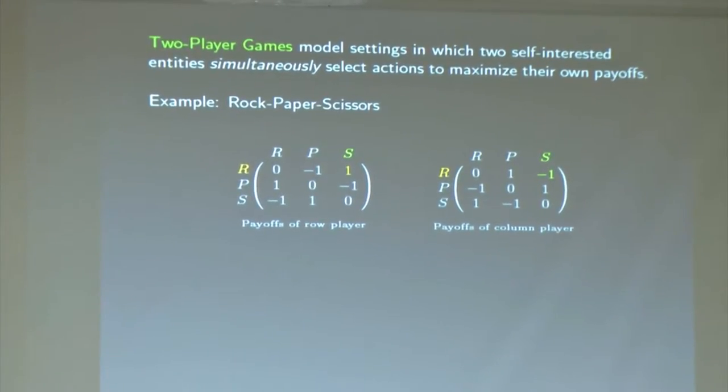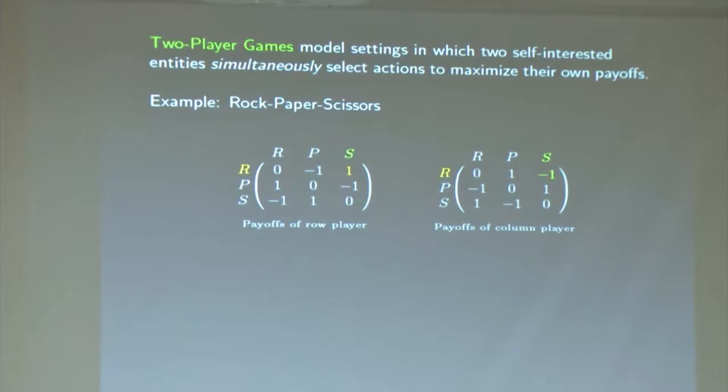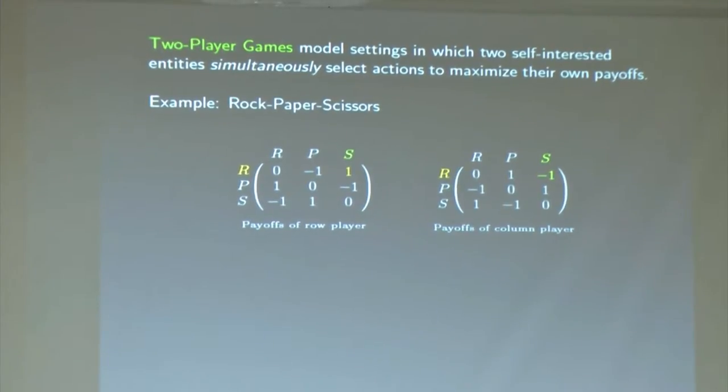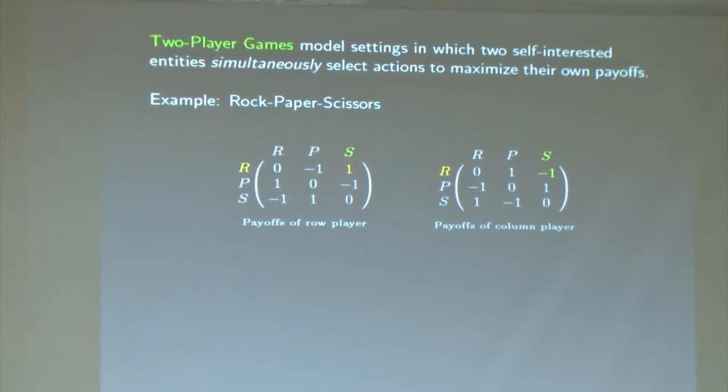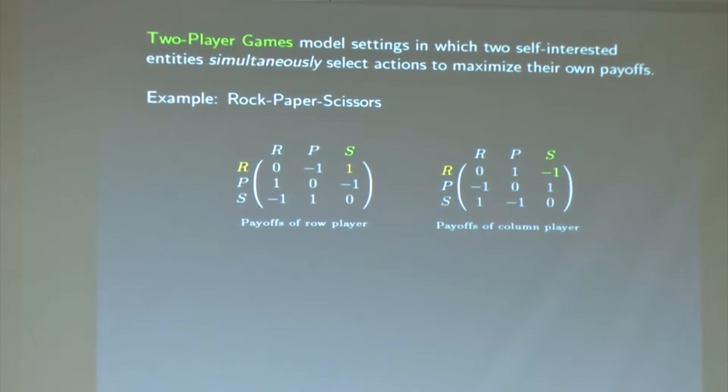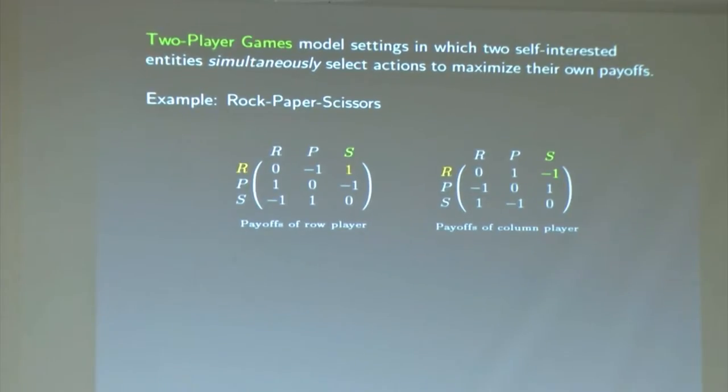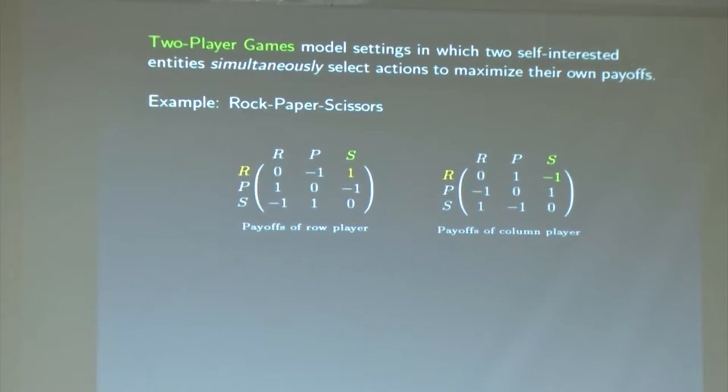So let's consider the game of rock, paper, scissors. I have two players, and both players have three actions: rock, paper, and scissors. Let's say the first player plays rock, and the second player plays scissors. So the first player wins, and we read off the payoff, which is one. The first player wins, gets a payoff of one. And when the first player is playing rock and the second player is playing scissors, the second player loses and gets a payoff of minus one.